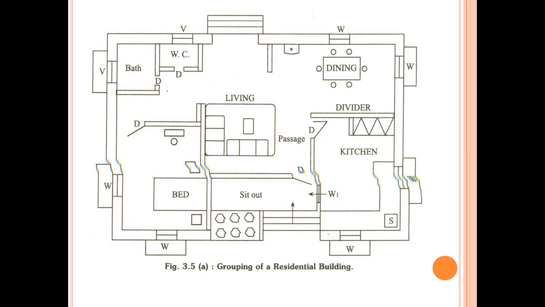Here again, you can see this bathroom and WC are nearer to each other, and again nearer to the bedroom, and same way they are away from the kitchen. Again, the kitchen is nearer to the dining room. So this way the grouping can be done, and the hall is placed centrally so that we have access from all the areas. Actually, there are some different alternatives also, and you can plan in some different way also. So these are the things coming under grouping.